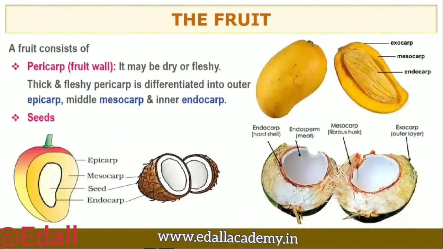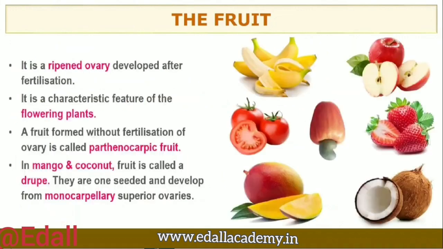Generally, the fruit consists of a wall or pericarp and seeds. The pericarp may be dry or fleshy. When the pericarp is thick and fleshy, it is differentiated into the outer epicarp, the middle mesocarp and the inner endocarp. In mango and coconut, the fruit is known as a drupe. They develop from monocarpellary superior ovaries and are one-seeded.